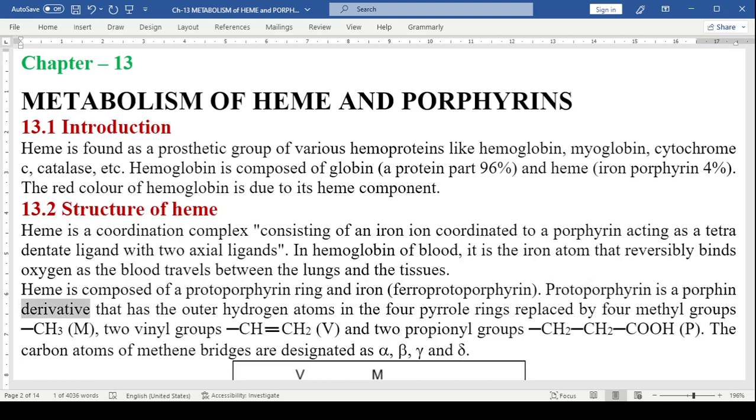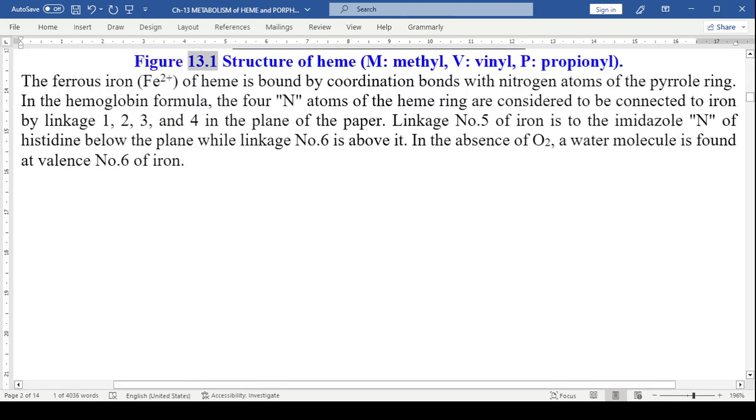Protoporphyrin is a porphin derivative that has the outer hydrogen atoms in the 4 pyrrole rings replaced by 4 methyl groups (CH3, M), 2 vinyl groups (CH=CH2, V), and 2 propionyl groups (CH2CH2COOH, P). The carbon atoms of methane bridges are designated as alpha, beta, gamma and delta. Figure 13.1 Structure of heme, M, methyl, V, vinyl, P, propionyl.